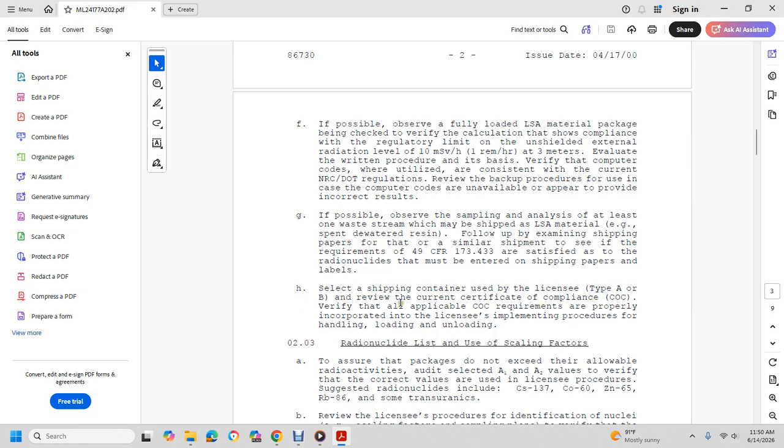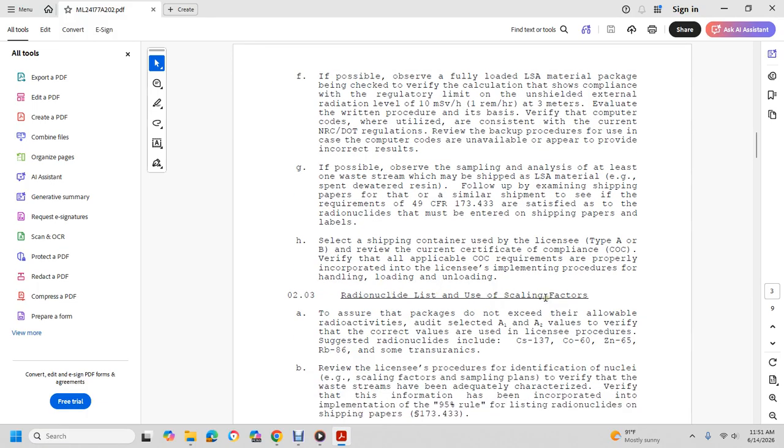Review the current certificate of compliance. Verify the applicable certificate of compliance requirements are properly incorporated into the licensee implementation procedure for handling, loading, and unloading, and the radionuclide list using scaling factors.